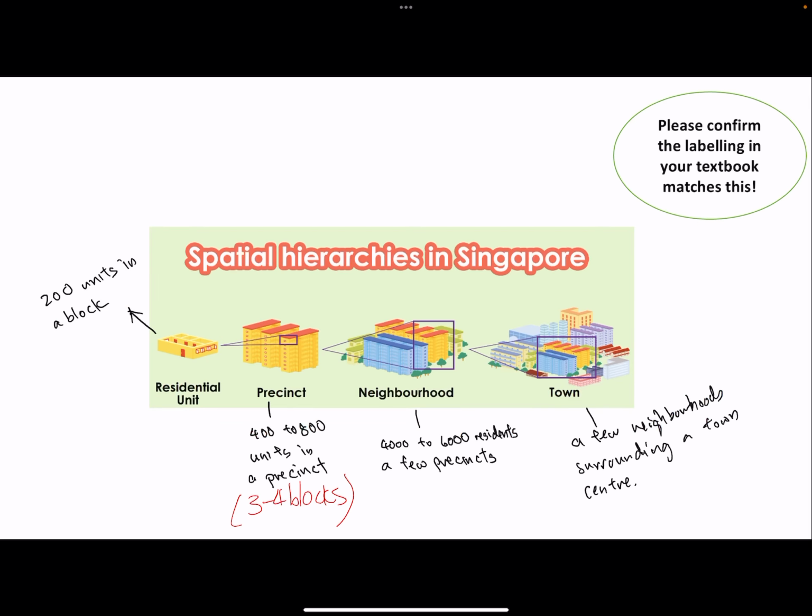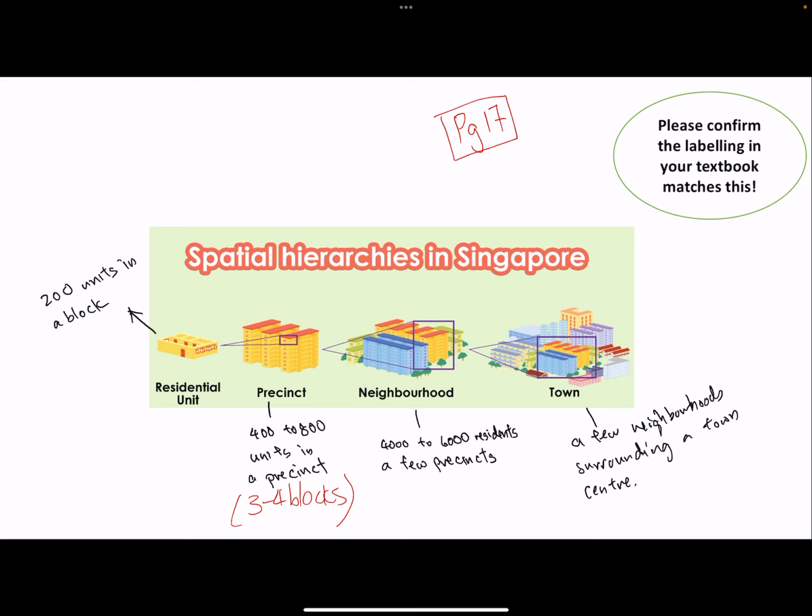Now we're going to move on and look at this. So I need you to check your textbook for me on page 17 of your textbook. I need you to confirm that the labeling is the same as what you see in this slide here. Okay, this is how Singapore houses are distributed in terms of spatial hierarchy. Okay, so from the very most local level, the local level would be residential unit. That's the smallest unit you have. That's one home. So the house that you live in, okay, not only your room, the house that you live in is the smallest unit that's measured in terms of residential hierarchy.